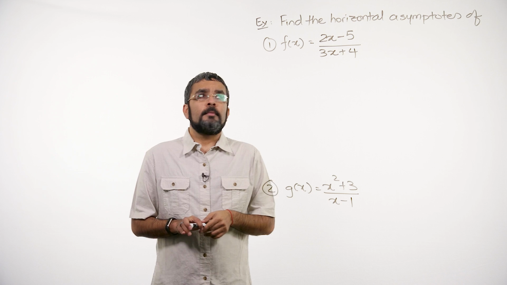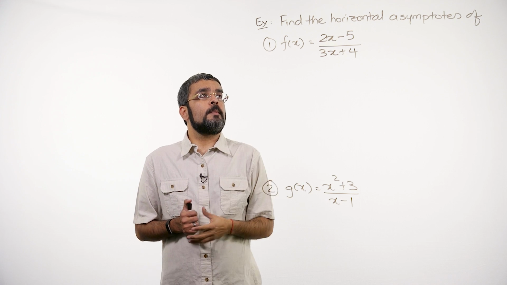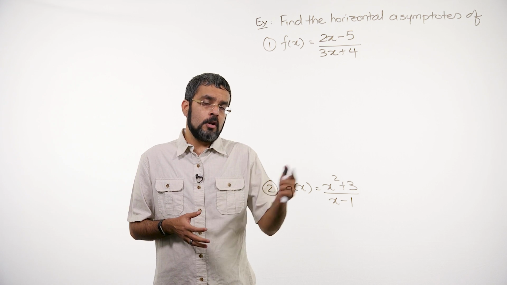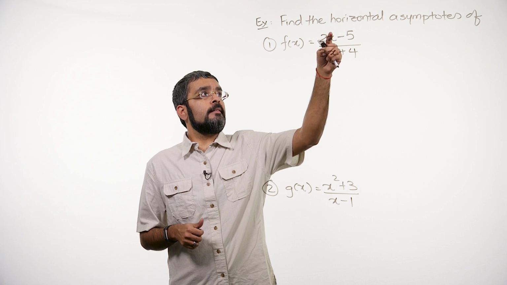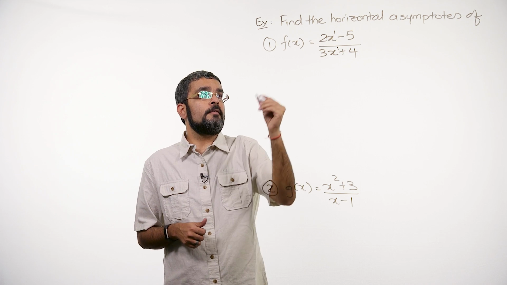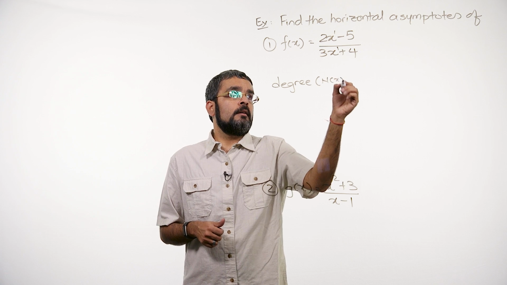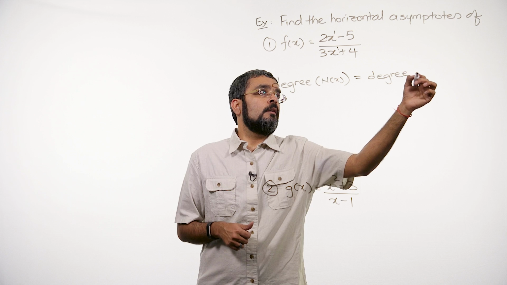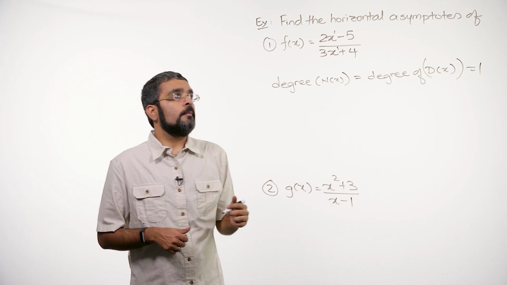So let's take a couple examples. In this example, we want to find the horizontal asymptotes for the functions f(x), that is (2x minus 5) over (3x plus 4), and then g(x), which is (x squared plus 3) over (x minus 1). Let's start with this function here. What do we notice? We notice that both are linear functions, so their degrees here are 1. So the numerator and denominator have the same degree. So the degree of N(x), that is the numerator, is the same as the degree of D(x), which is equal to 1.